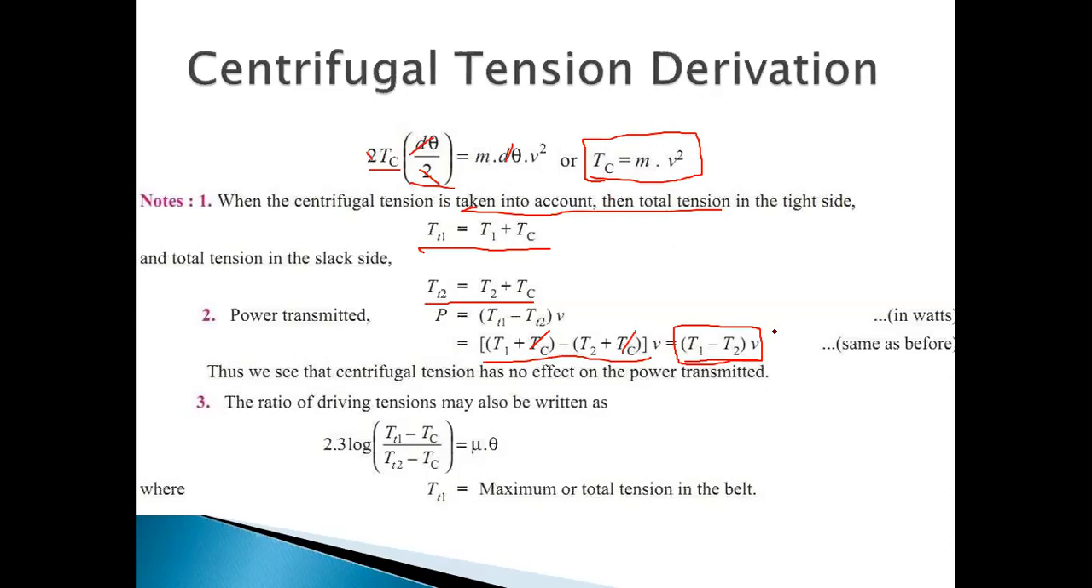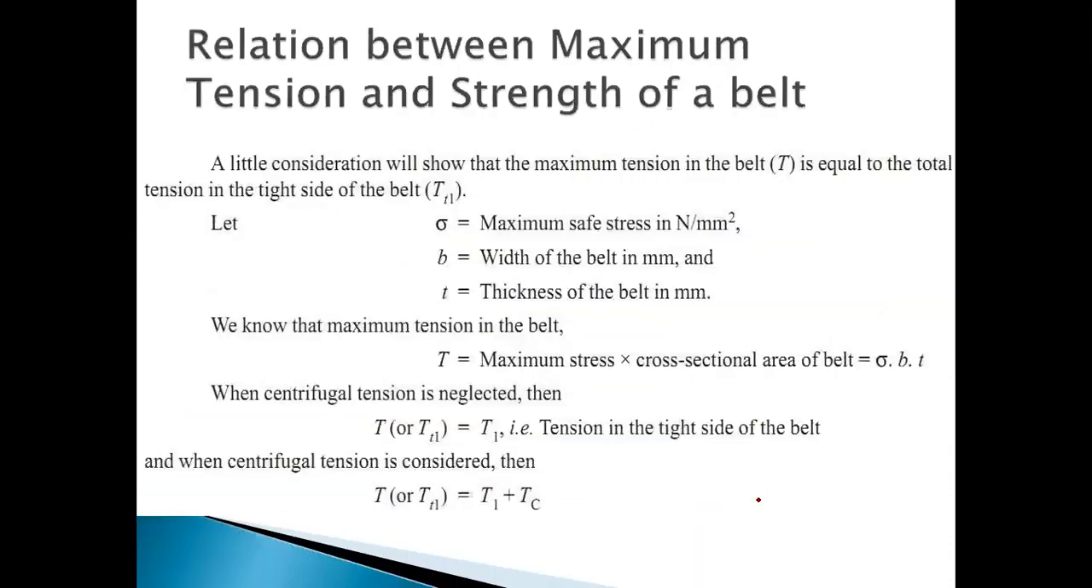The ratio of driving tensions may also be written as (Tt1 minus Tc) over (Tt2 minus Tc) is equal to e to the power mu theta, right? Where Tt1 is the maximum or total tension in the belt generated in the belt drive, right? Now we are going to solve the relation between maximum tension and the strength of a belt, right? So the maximum tension generated is T1, which is the total tension in the tight side of the belt, right?